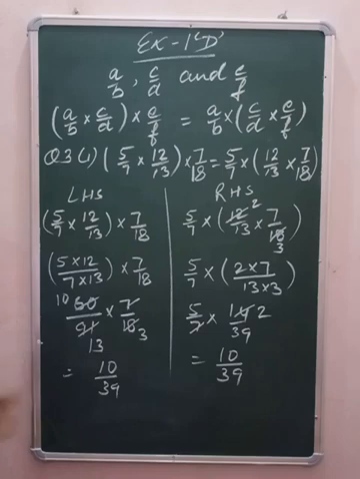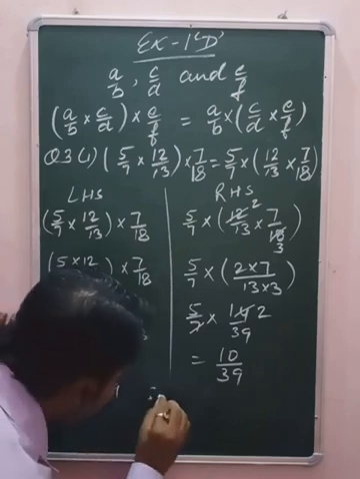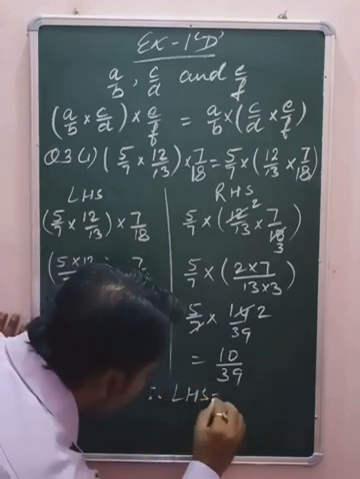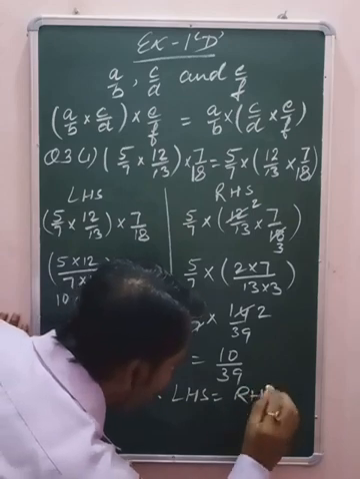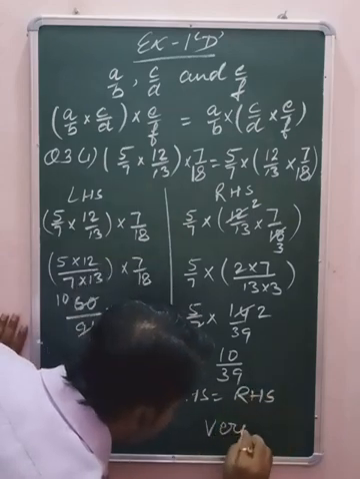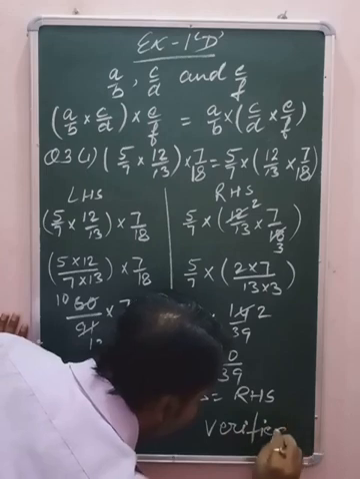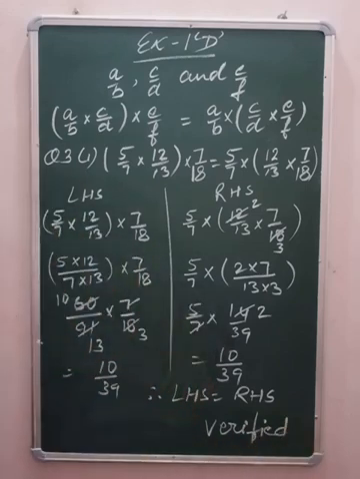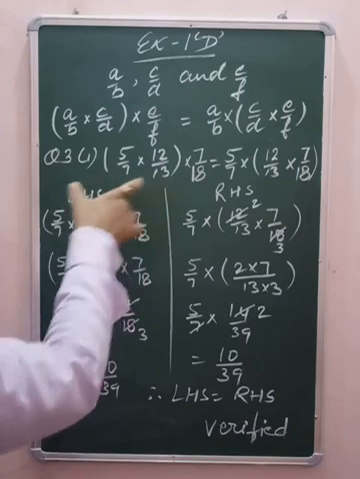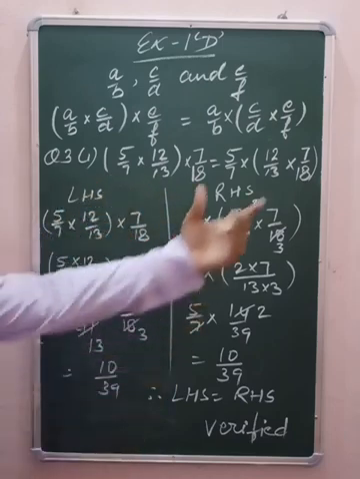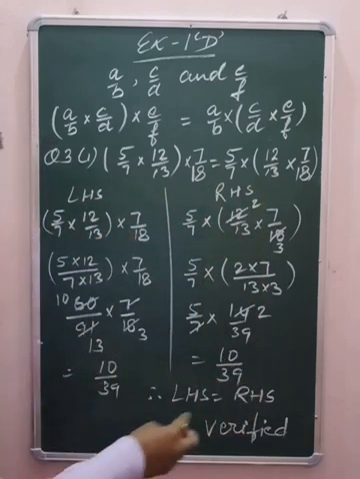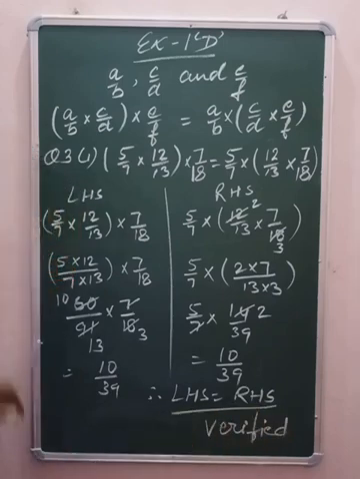And at last we can say that therefore LHS is equal to RHS. Hence it is also verified that associative law is correct. So in question number 3 what we have to do, we have to simply verify the associative law. So for verifying the associative law we will firstly solve LHS, then we will solve RHS, and last we will write the conclusion that LHS is equal to RHS, and then it is verified.